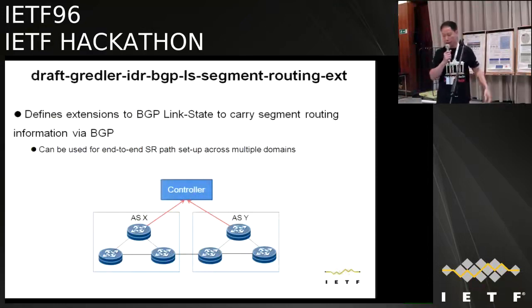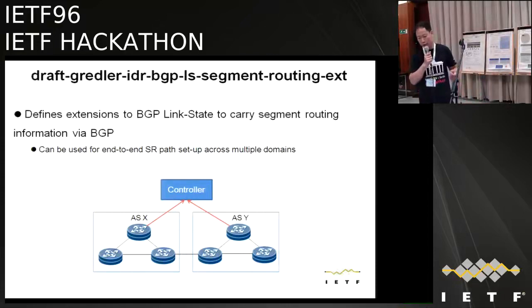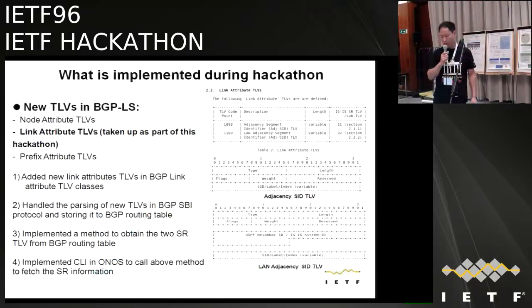The second one is to extend BGP link status to report the segment routing information to the controller. Thus, the controller can set up end-to-end segment routing paths across multiple domains. For the implementation in ONOS, for this hackathon, we developed the link attribute TLVs, including the adjacency segment and the LAN adjacency segment. The command line interface is also added in ONOS to display the segment routing information.